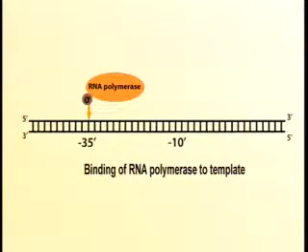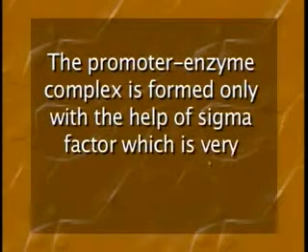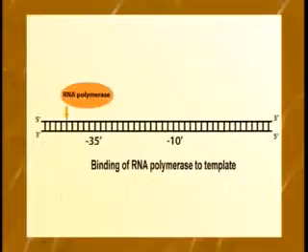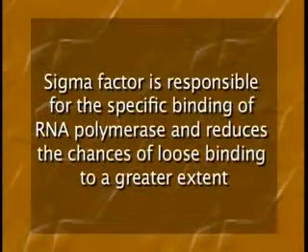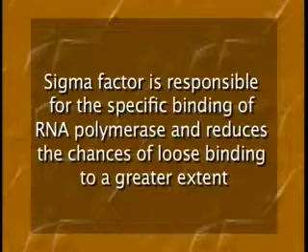Sigma factor has a vital role in specific binding of this enzyme with the template. The binding of core enzyme without sigma factor to DNA is not promoter specific. The promoter enzyme complex is formed only with the help of sigma factor, which is very important for the transcription. RNA polymerase sometimes binds at a site other than the promoter site, which is known as loose binding. Sigma factor is responsible for the specific binding of RNA polymerase and reduces the chances of loose binding to a greater extent.